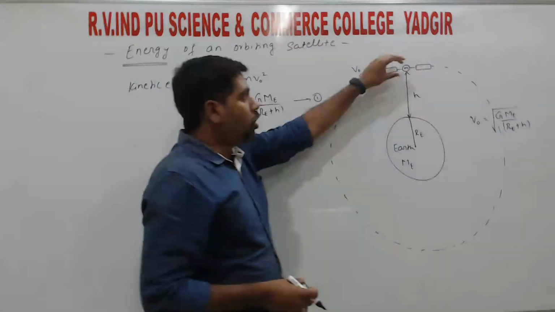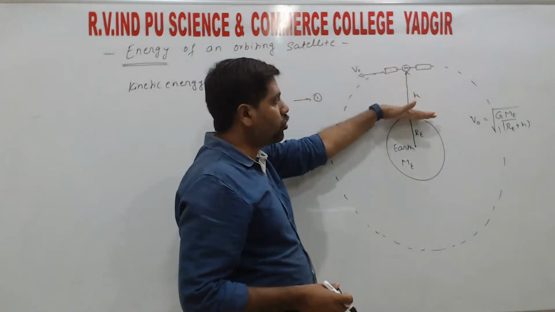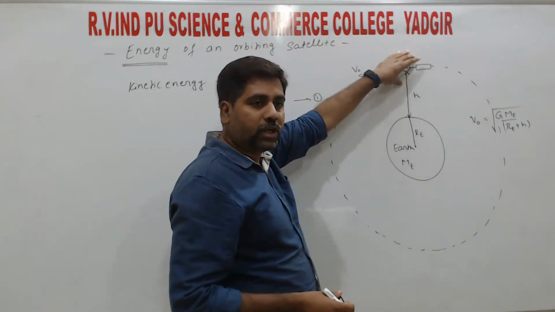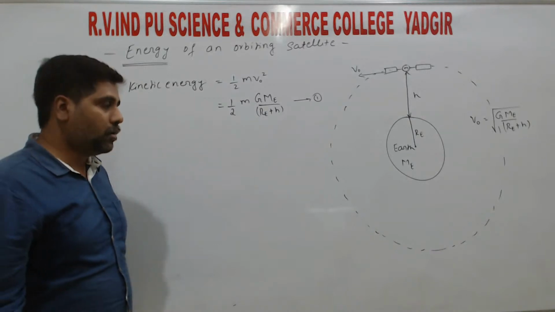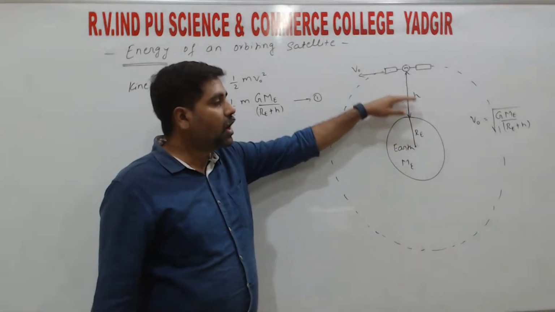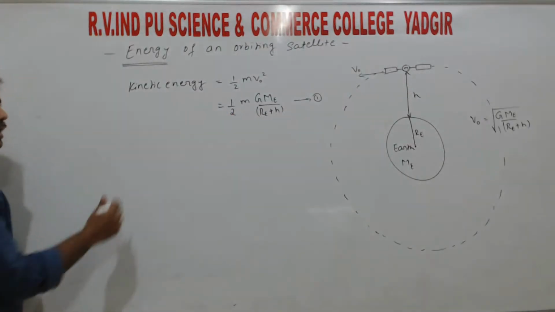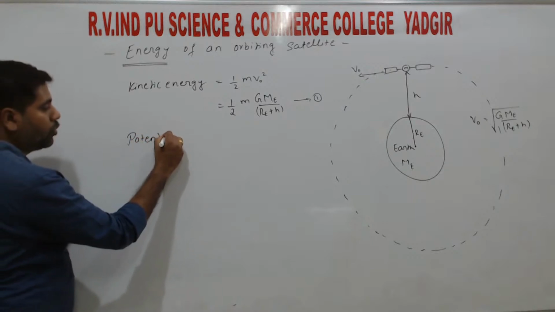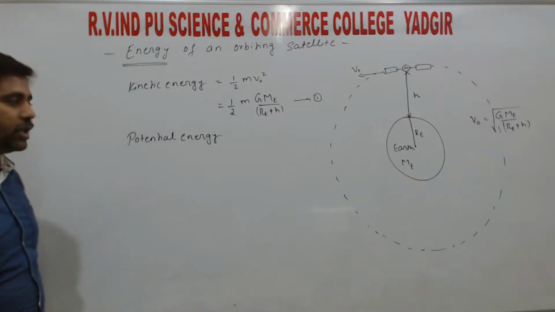Now the object is at a certain height from the surface of the earth. If an object is at a certain height, then that object possesses potential energy. From the definition of potential energy, it is the energy possessed by an object due to its position. Position means height, right? That we call the gravitational potential energy, right? So from the concept of potential energy, that is the gravitational potential energy.